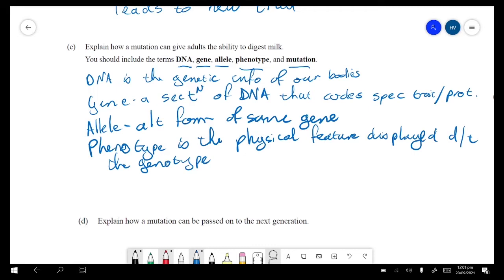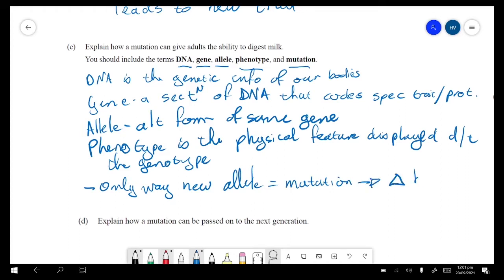But now we need to go back and say, so the DNA is the genetic code of our bodies. A gene is a section of the DNA that codes for a specific trait or protein. An allele is an alternative form of that, and a phenotype is the physical feature displayed. The only way that we can get a new allele is by a mutation. So the only way to get a new allele is mutation, and that is a change in the base sequence.